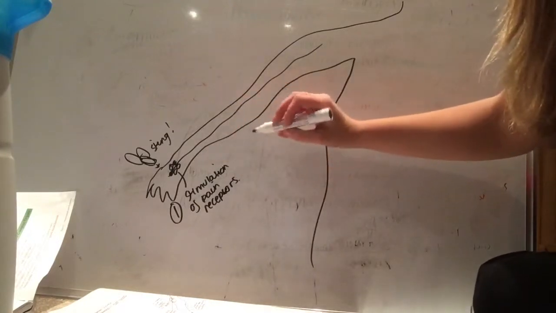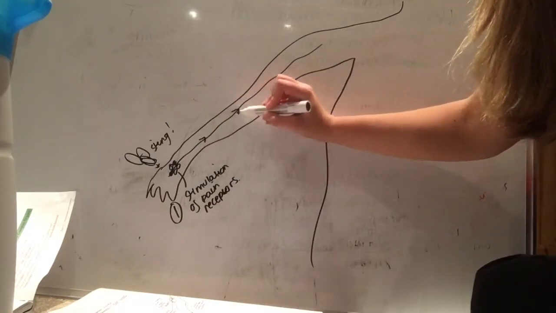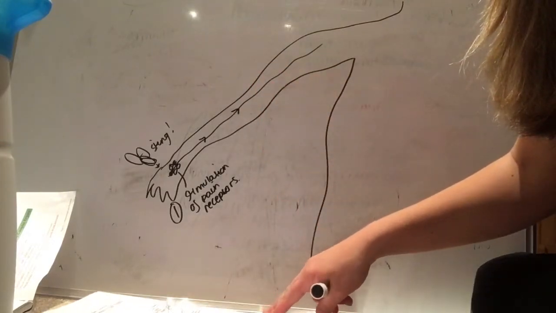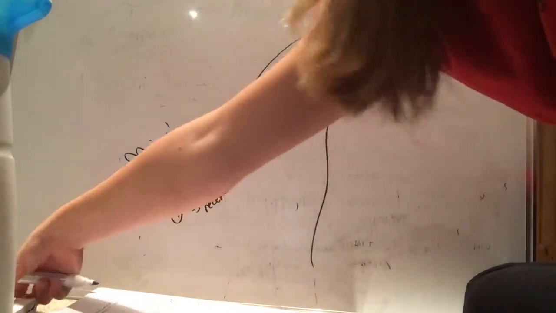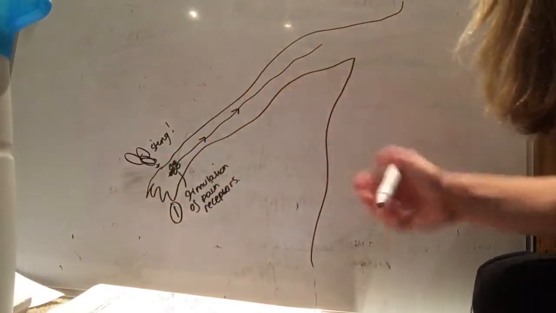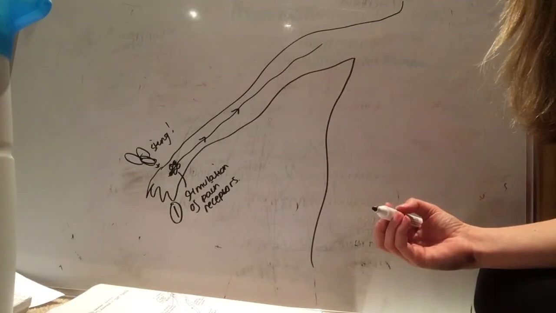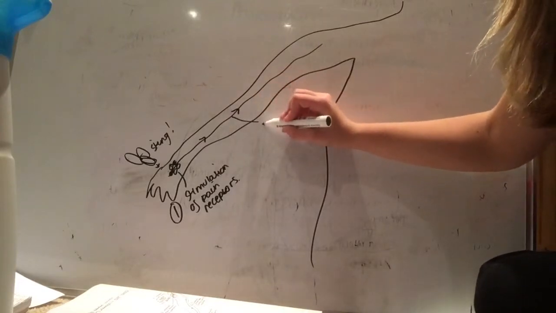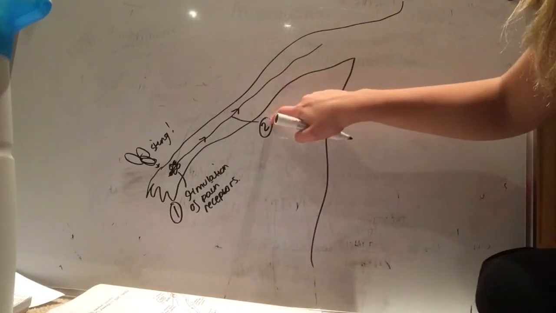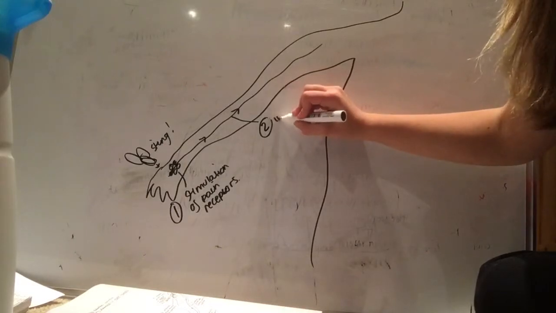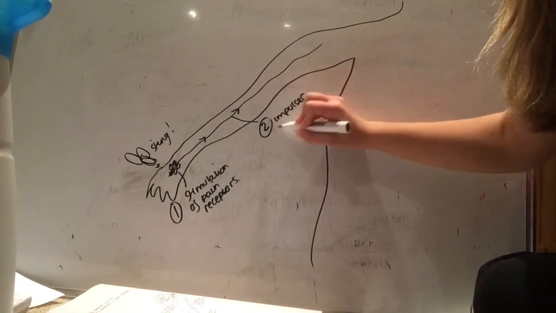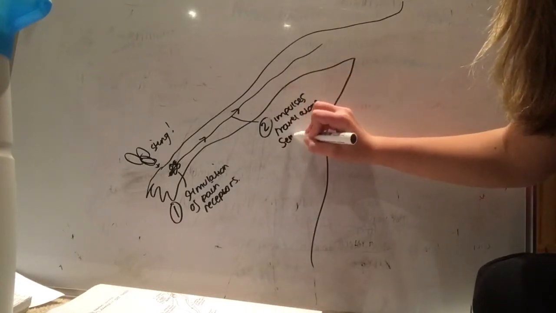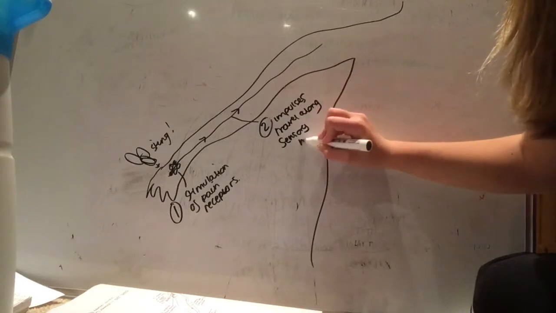Okay? And then this is the impulses traveling. Number 2, the impulses travel along sensory neuron.